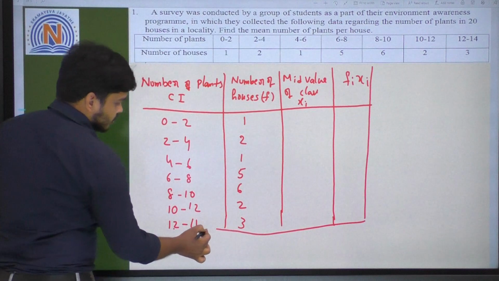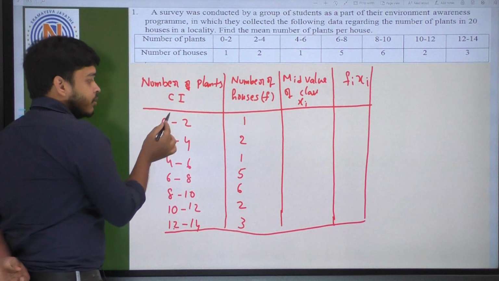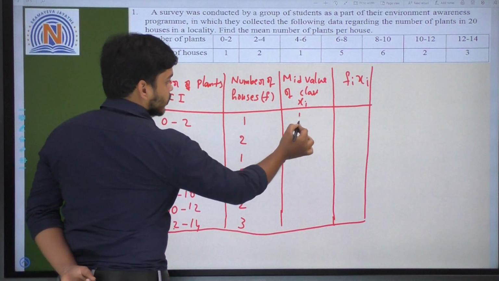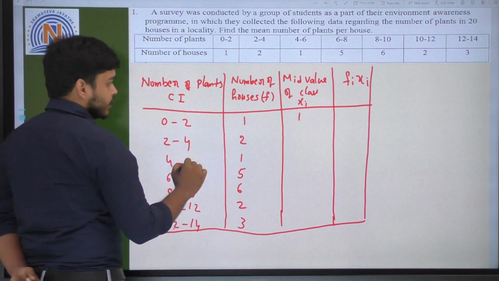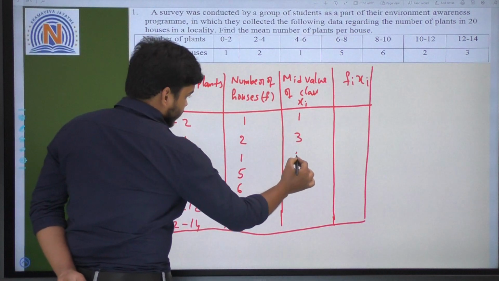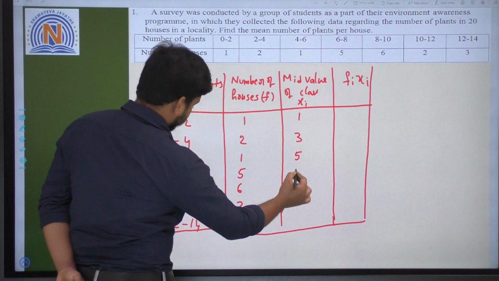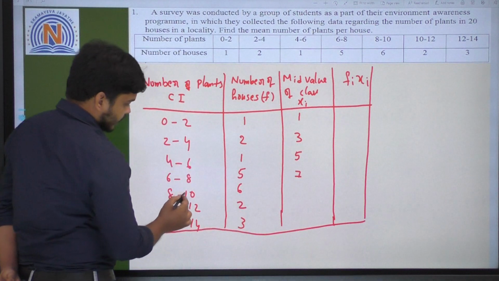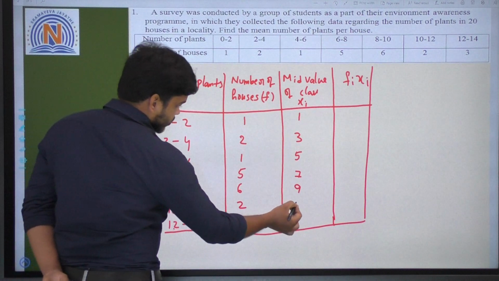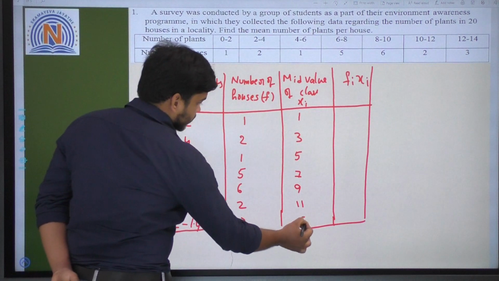Right. So now the mid value of the class interval. Here lower limit plus upper limit by 2: 0 plus 2 by 2 is 1, and 2 plus 4 by 2, that is 6 by 2, is 3. In the same way, the mid value of 4 and 6 is 5, the mid value of 6 and 8 is 7, the mid value of 8 and 10 is 9, the mid value of 10 and 12 is 11, and the mid value of 12 and 14 is 13.